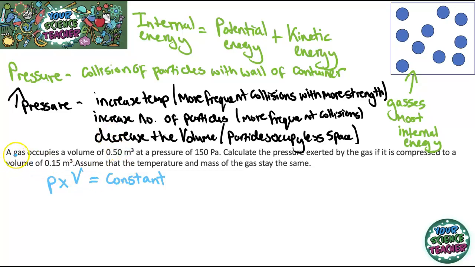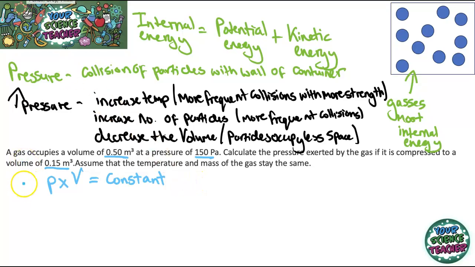It says here that a gas occupies a volume of 0.5 meters cubed at a pressure of 150 pascals. Calculate the pressure if we change the volume to 0.15 meters cubed. It says to assume the temperature and the mass stay the same, so I'm not changing the number of particles and I'm not changing the temperature. Like I said, this equation only works if you keep the temperature and number of particles the same.